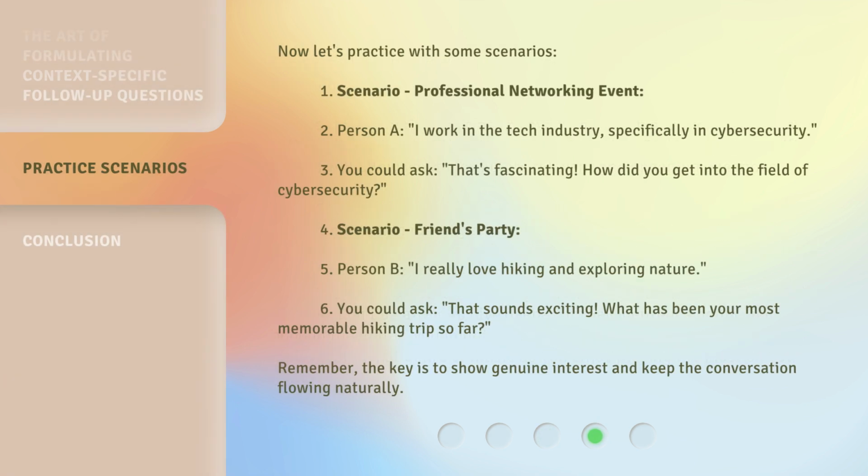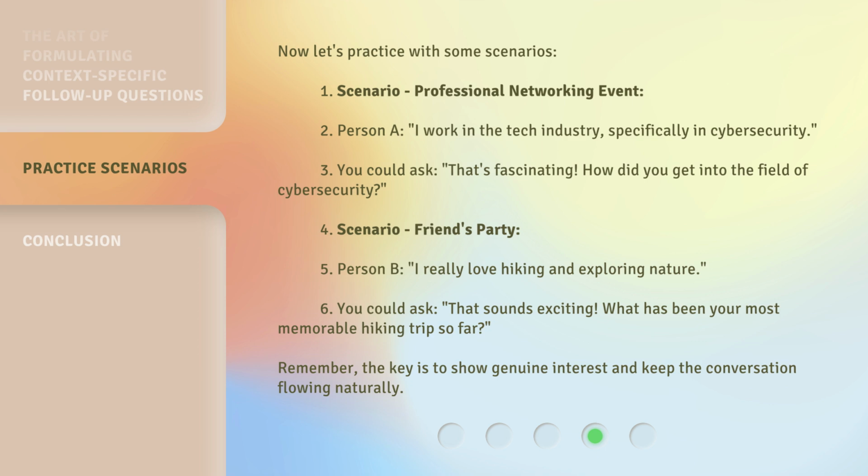Now let's practice with some scenarios. 1. Scenario: professional networking event. 2. Person A: I work in the tech industry, specifically in cybersecurity. 3. You could ask, that's fascinating. How did you get into the field of cybersecurity?